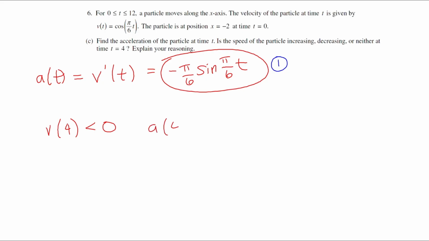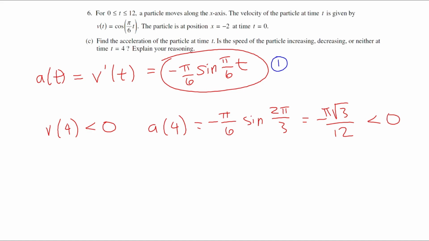And then we can find a of 4. A of 4 is negative pi over 6 times the sine of 4 pi over 6, or 2 pi over 3. Well, the sine of 2 pi over 3 is root 3 over 2. So we end up with negative pi root 3 over 6 times 2, which is 12. So negative pi root 3 over 12, which is clearly negative. Also, if the signs are both negative for velocity and acceleration at that time, the particle has its speed increasing.